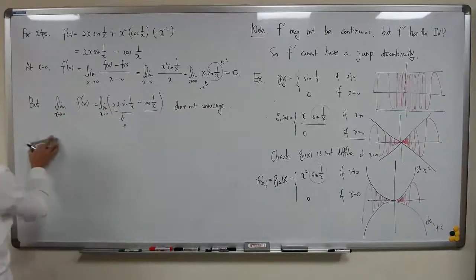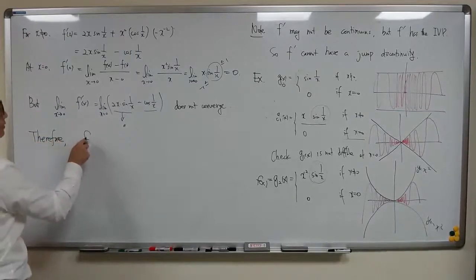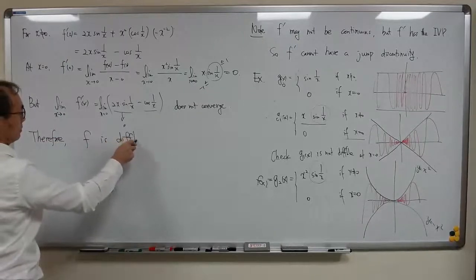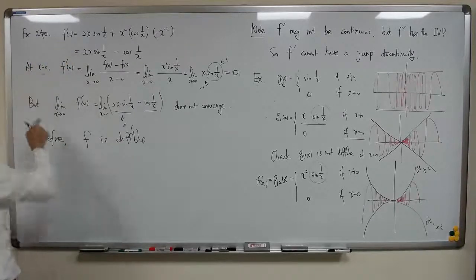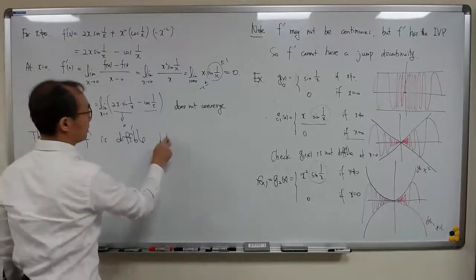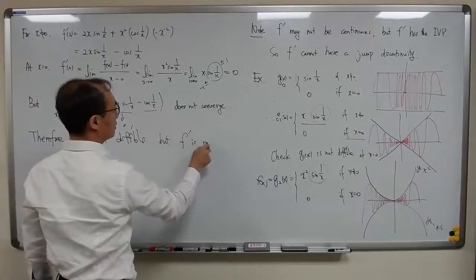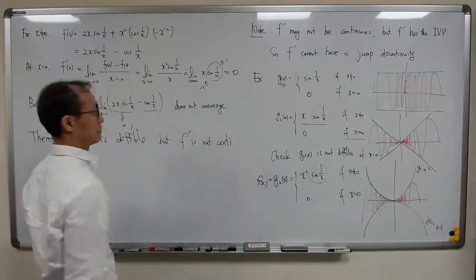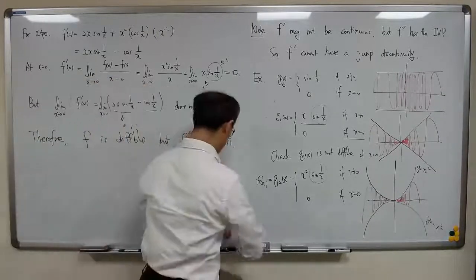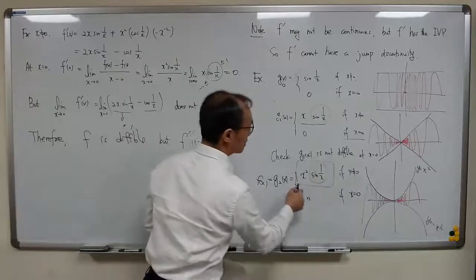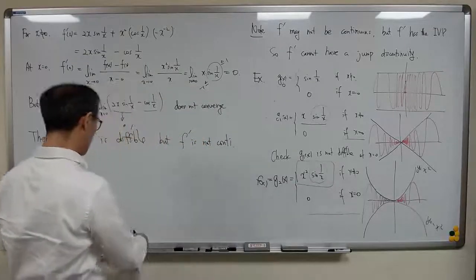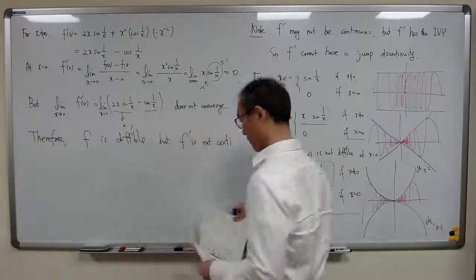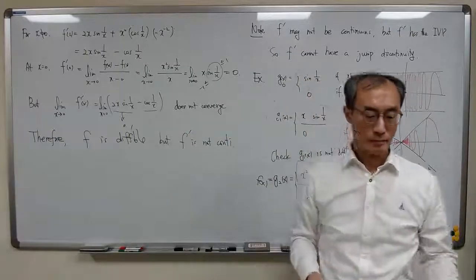So f is differentiable at all points, including the point 0. But the derivative f prime is not continuous. Okay? So this is a very popular example in analysis, which is differentiable, but the derivative is not continuous.